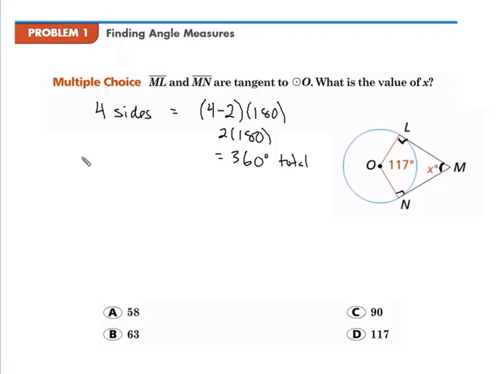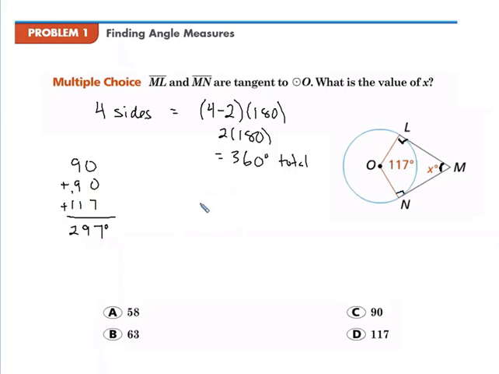So the first thing I'm going to do is add up the 3 angles I do know. So I'm going to add up 90, 90, and 117. Now you can do that with the calculator or just by hand, like I'm going to do here. 7, 9, 9 is 18. This is going to be 19. And this is going to be 297 degrees among the 3 angles that I do know.